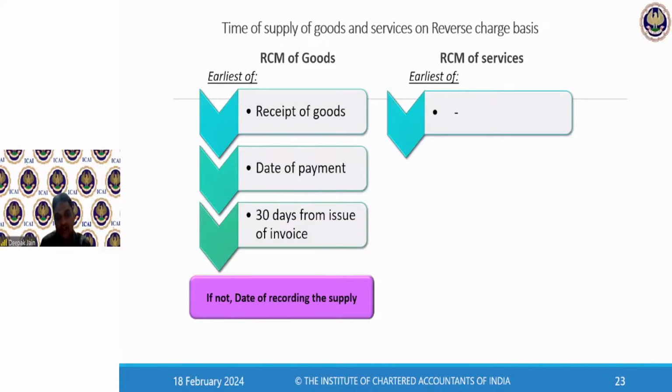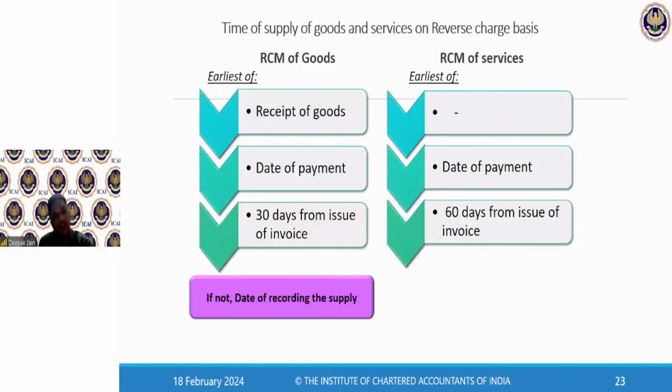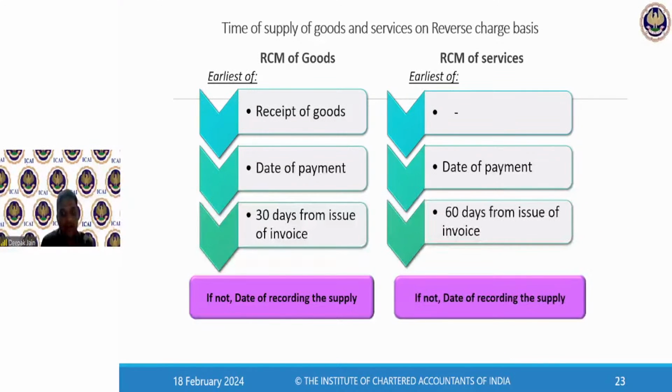So this criteria is gone. And receipt of services, they have not mentioned. So that is to avoid confusion, that is also removed. In case of receipt of services, only 2 conditions: date of payment or 60 days from the date of invoice. Forward charge 30 days, reverse charge 60 days. Reverse charge for goods 30 days, and reverse charge for services 60 days. And if not recorded, from the date of recording the supply.